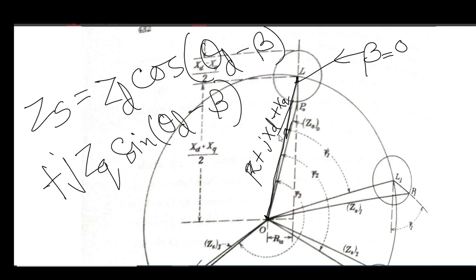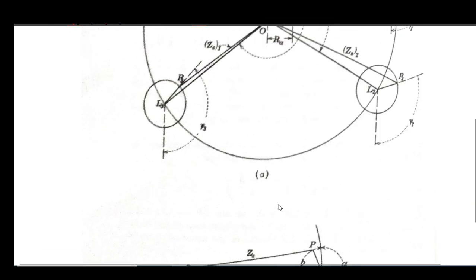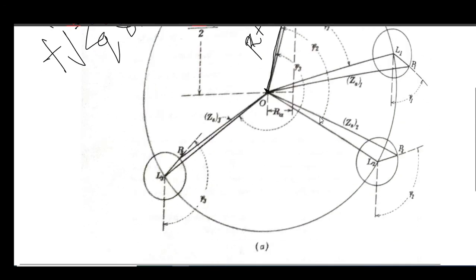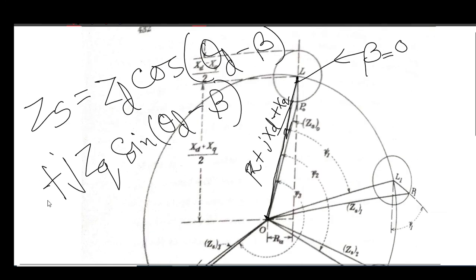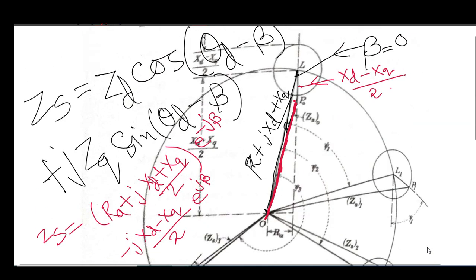Now, if we consider that minus j this part, then you will get another portion, without going into too much detail. Well, so here it is clear.